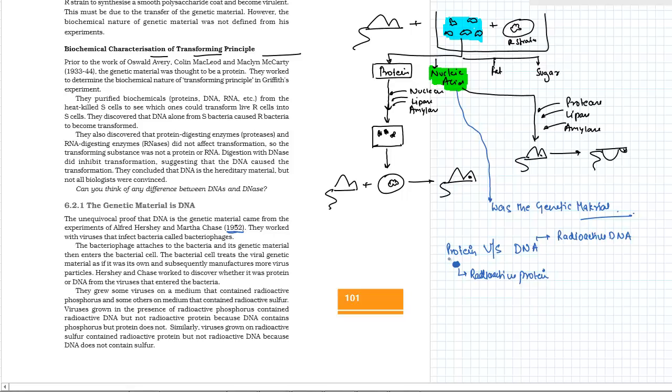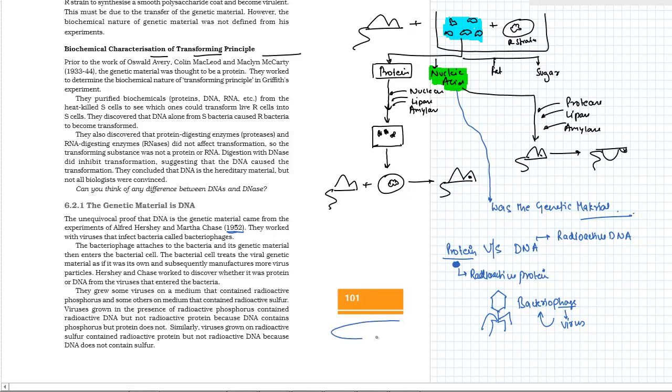Now, how are you going to get a protein radioactively labeled? So they were working with the bacteriophage. So this is the bacteriophage. So bacteriophage, as the name itself suggests, phage means virus. So those viruses which are able to act on the bacterium.